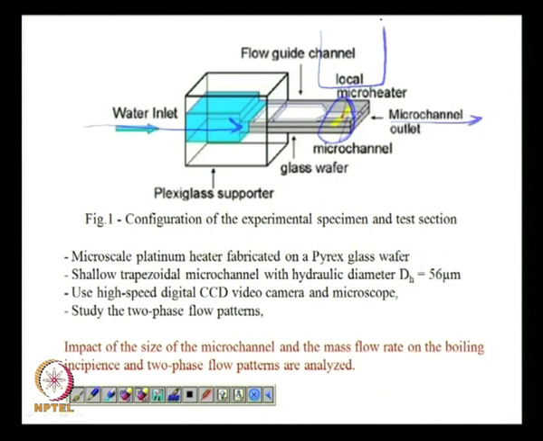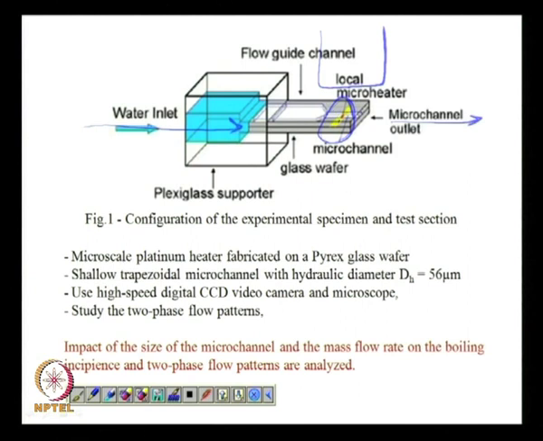Initially, when the micro heater is off, you are simply going to have single phase flow, just flow of water, nothing else, you will not see anything. But the moment the micro heater is on and the heat flux to the micro heater is progressively increased, there will be initiation of boiling.